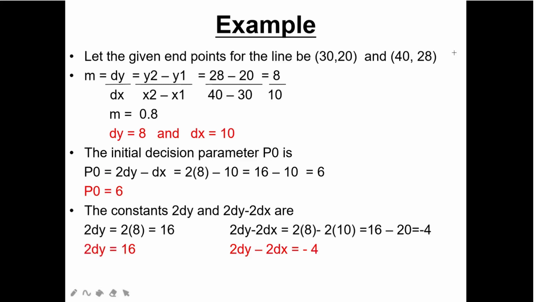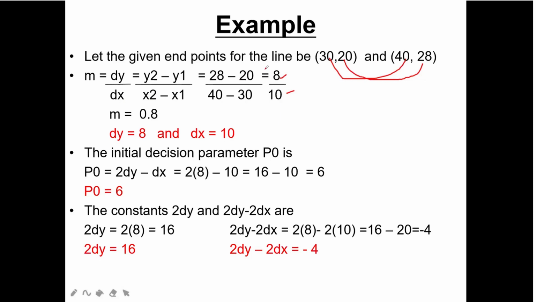So here you are going to calculate your y2. So 28 to 20. Fine. So that is your y2 minus y1. What about this dx? That is your x2 minus x1. So 40 minus 30. So how much value are you getting? So your dy value will be 8, right? This is your dy value. What about your dx value? dx value will be 10.